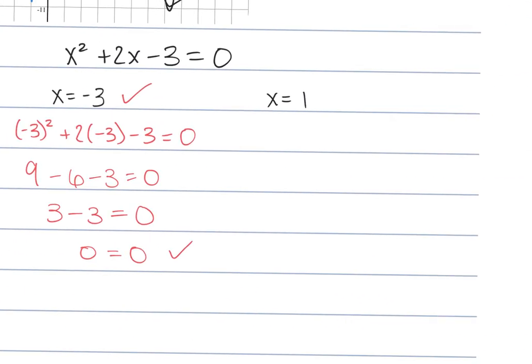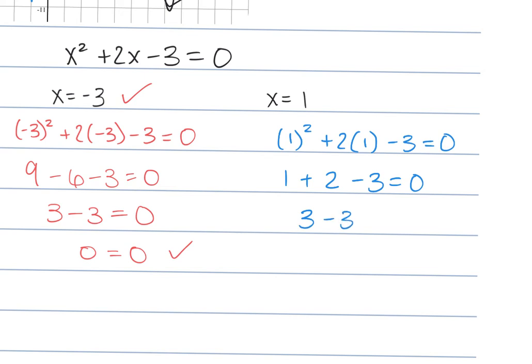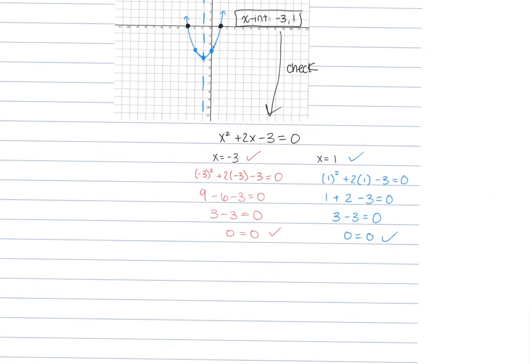So we're going to plug in 1 to our original. We're going to get 1 squared plus 2 times 1 minus 3 equals 0. 1 squared is 1 times 1, which is just 1, plus 2 times 1, which is 2, minus 3 equals 0. 1 plus 2 is going to give me 3. Subtract 3 from that, and you should get 0 equals 0. This one works as well. So I know x equals negative 3 and x equals 1 are our solutions, okay?